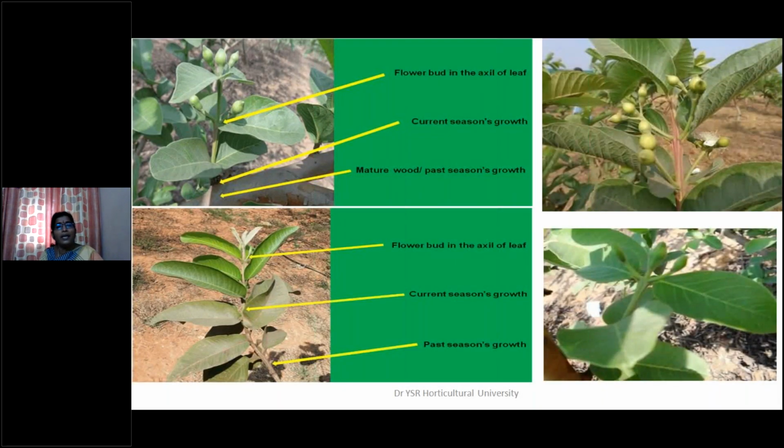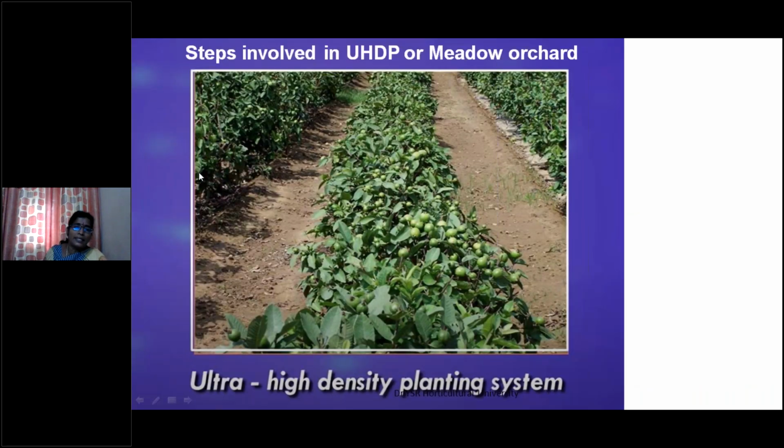So usually guava produces fruits and flowers on current season's growth, and the flowers will appear on the leaf axils after pruning, in the new flush obtained after pruning. So let us see the steps in ultra high density planting, that is meadow orchard. The steps are the same, just there are 2 or 3 variations compared to high density planting.